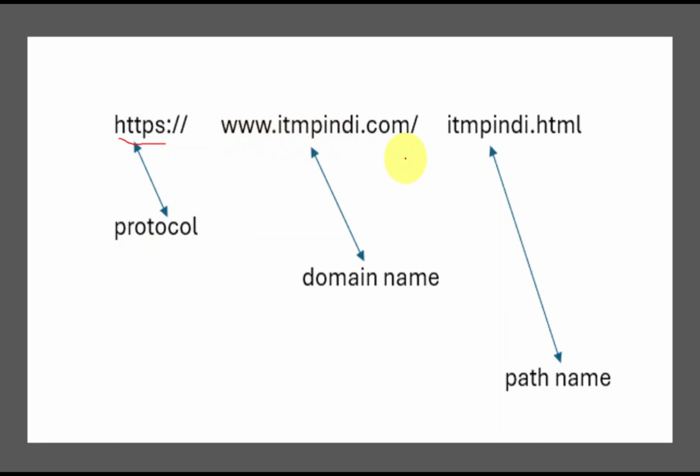This one, itpindi.com, is a domain name. To get this domain name, you have to buy it. When you create a website for people to see online, you need to have a domain name. Some of you may ask, how do we get a domain name? So I'm going to show you where you can go to buy them. We're going to go online and I'll show you.